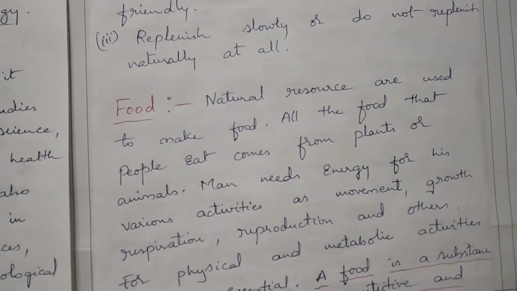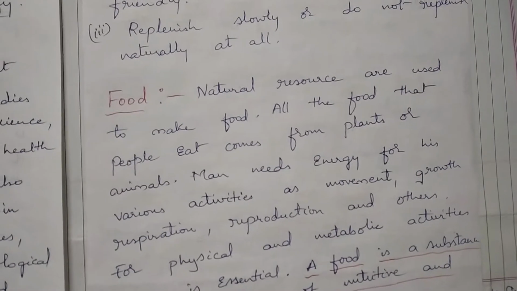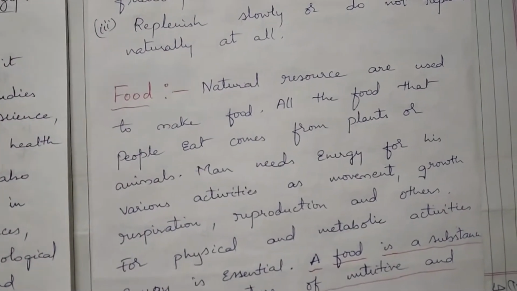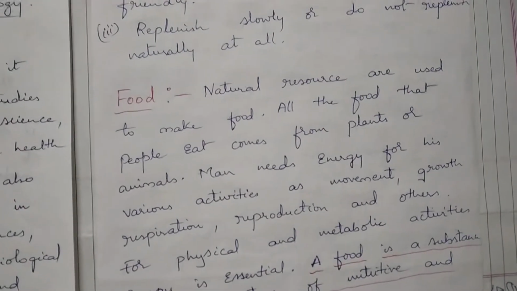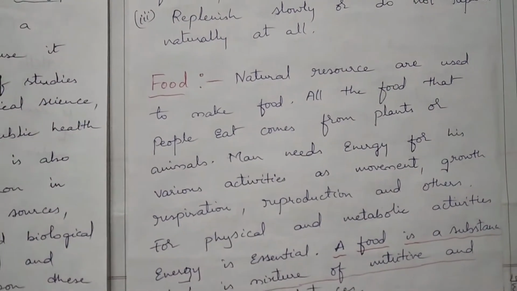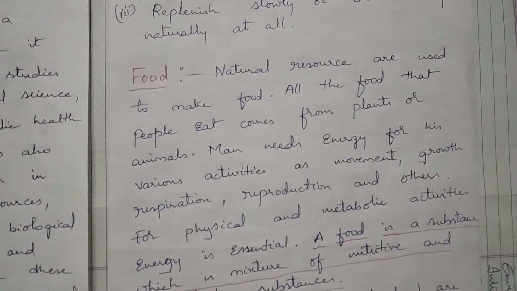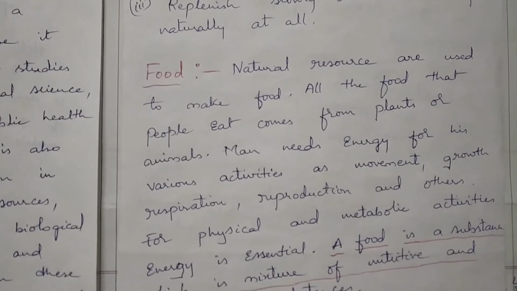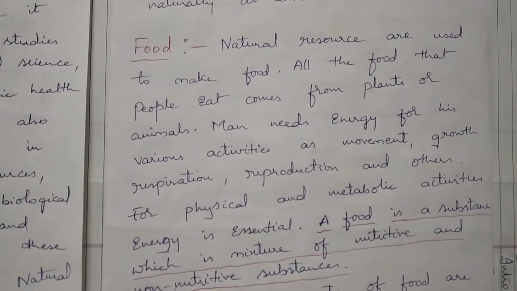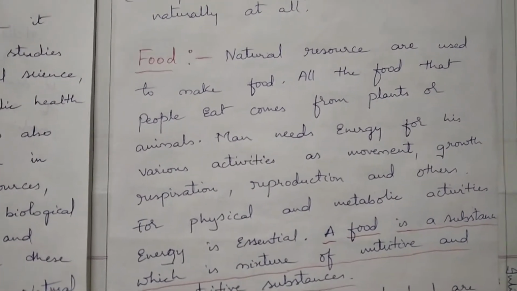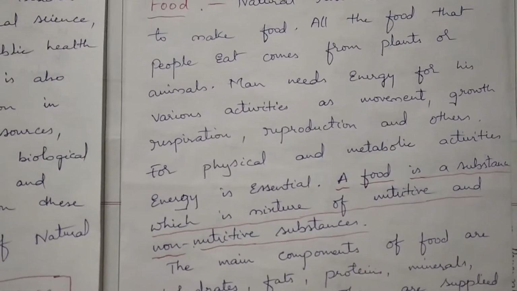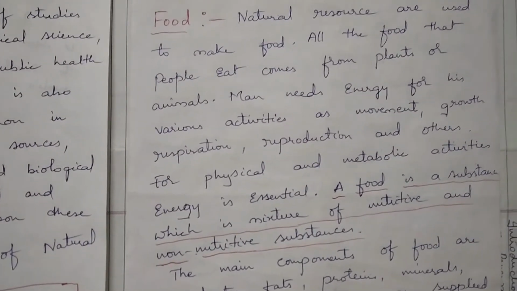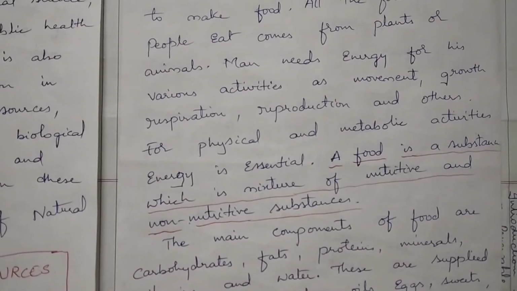Man needs energy for various activities, as you all know, and these activities include movement, growth, respiration, reproduction, and others. For physical and metabolic activities, energy is essential. So if food is to be defined, we define food as a substance which is a mixture of nutritive and non-nutritive substances. The main components of food, as you studied in lower classes, are carbohydrates, fats, proteins, minerals, vitamins, and water.